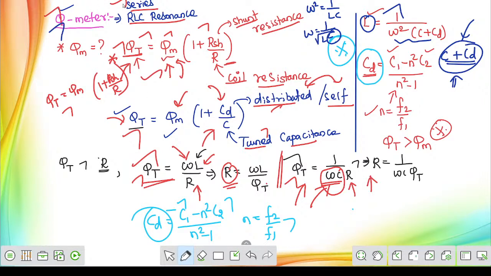The theoretical question is, under what principle does the Q meter work? That is series RLC resonance. That is the principle of the Q meter.